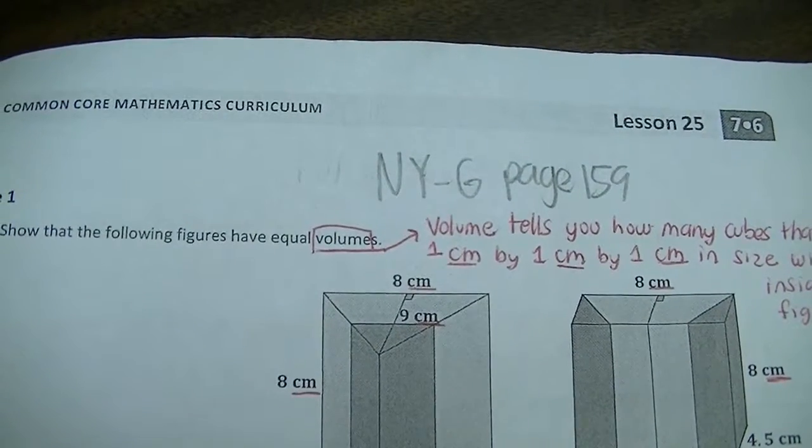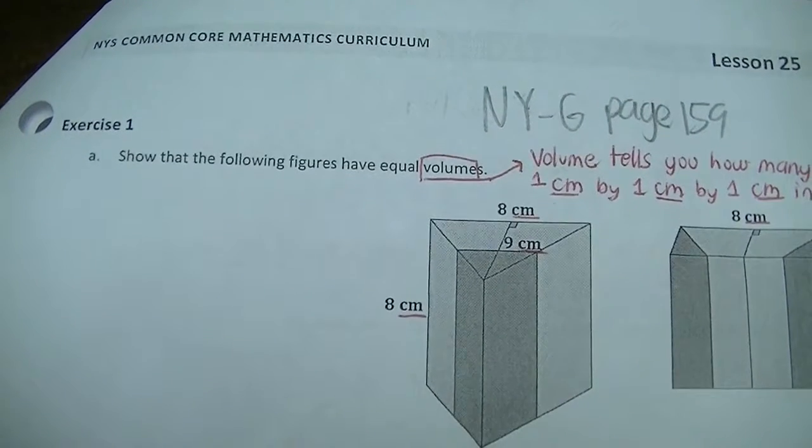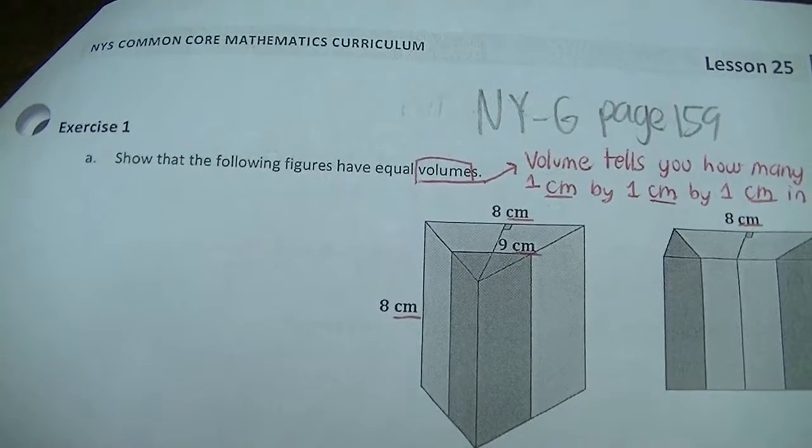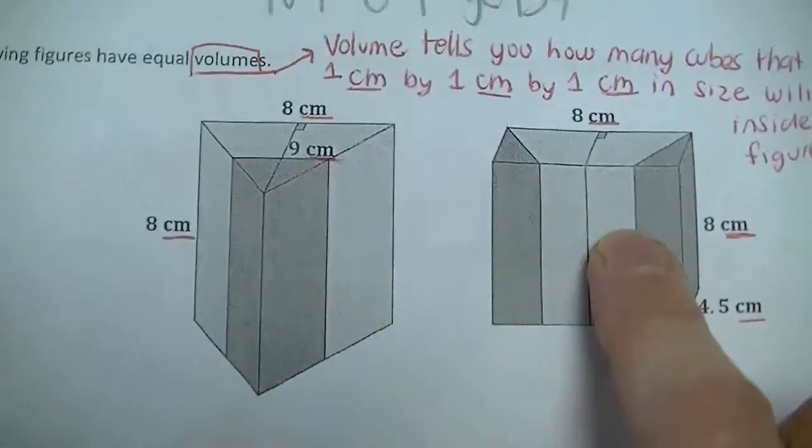This video is going to show you how to complete page 159 out of your math book. The first problem says, show that the following figures have equal volumes. So we've got a figure right here, and we've got a figure right here.